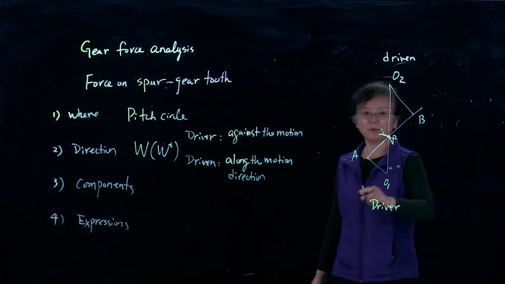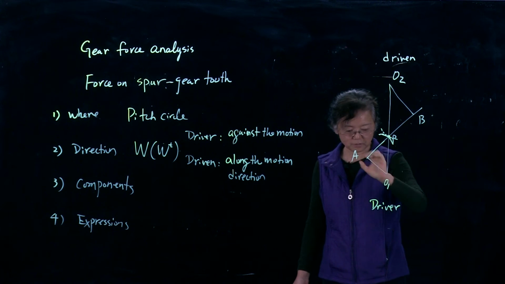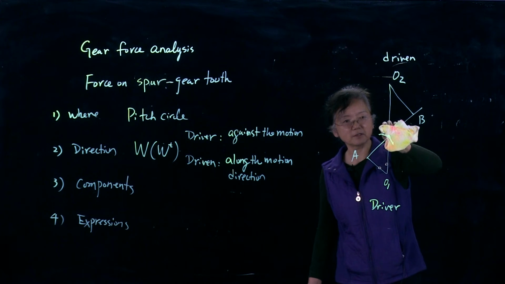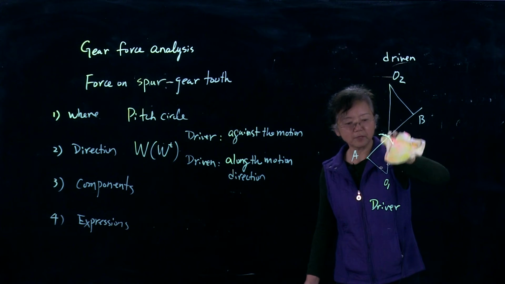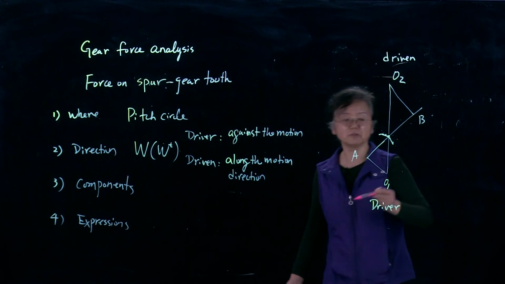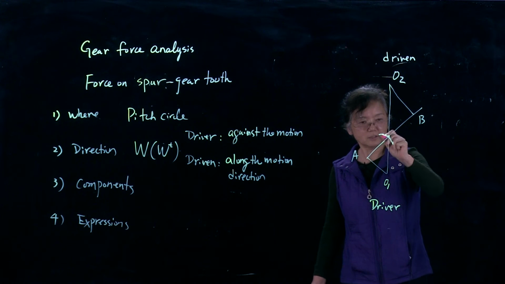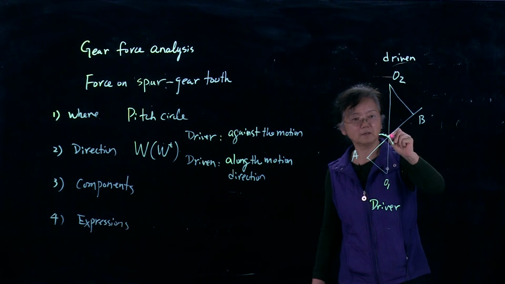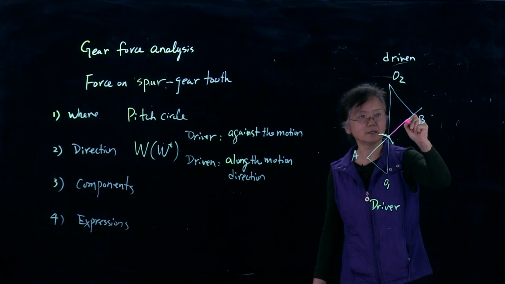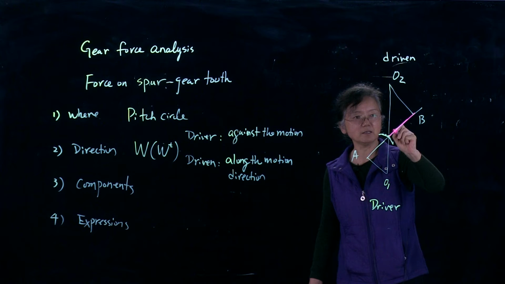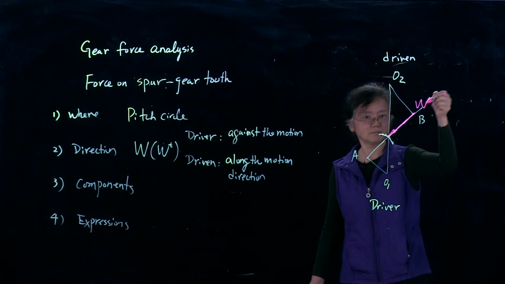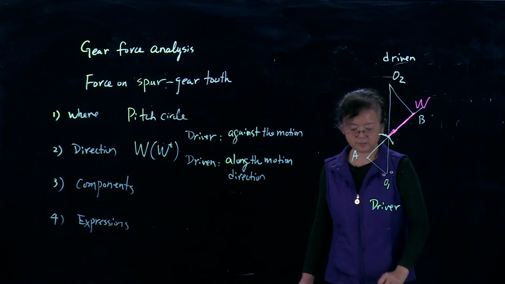Now, let's talk about the force on the driver. I'm going to remove the driven gear surface, so we only have one surface, and replace the driven gear by a force. So we can show the free body diagram of this tooth of the driver. The force has to be against the motion, along this direction, along the line of action. This is our normal force, normal to the tooth surface.